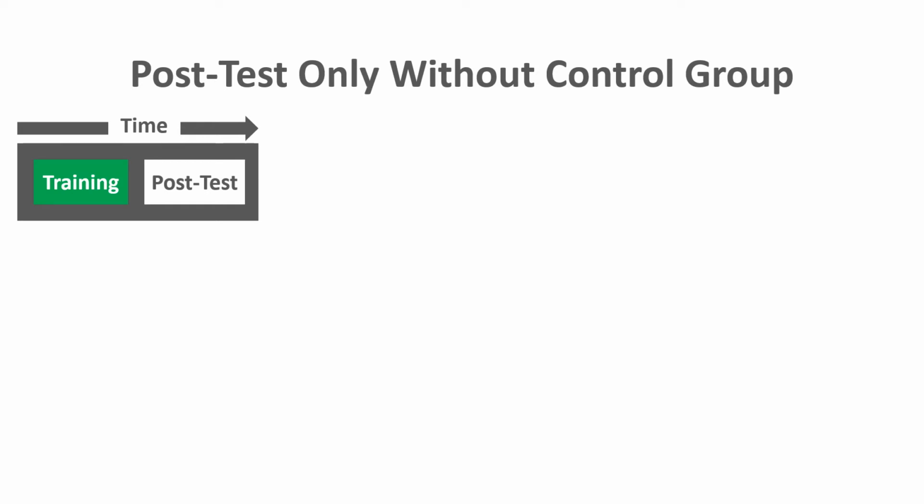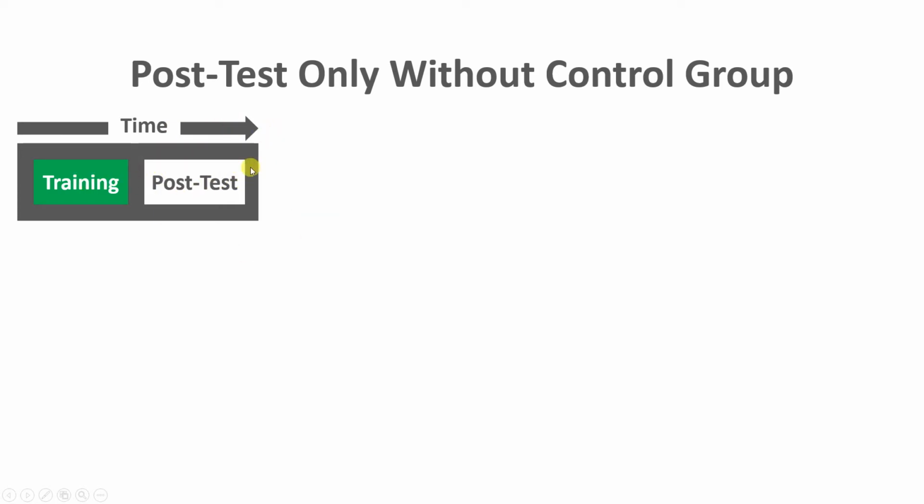So let's dig a little bit deeper into these different types of research designs that we use in the training evaluation context. Let's start with what's called the post-test only without control group design. We can use this type of diagram to demonstrate what this design looks like. You can imagine you have your trainees, all of them go through the same training program, and time is flowing from left to right. After the training program, everybody gets a post-test.